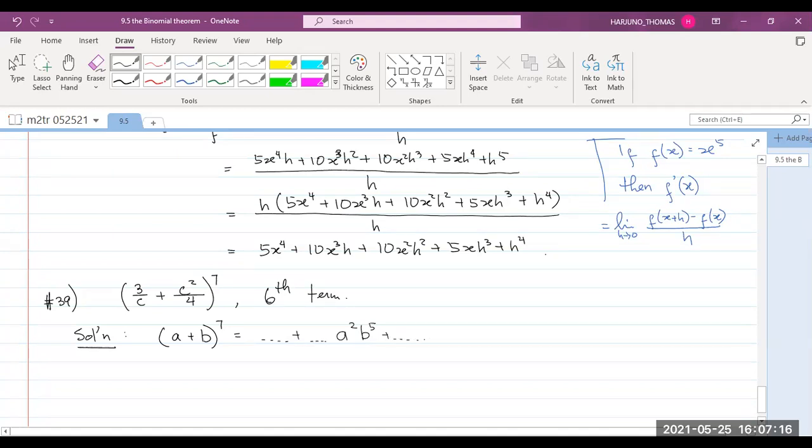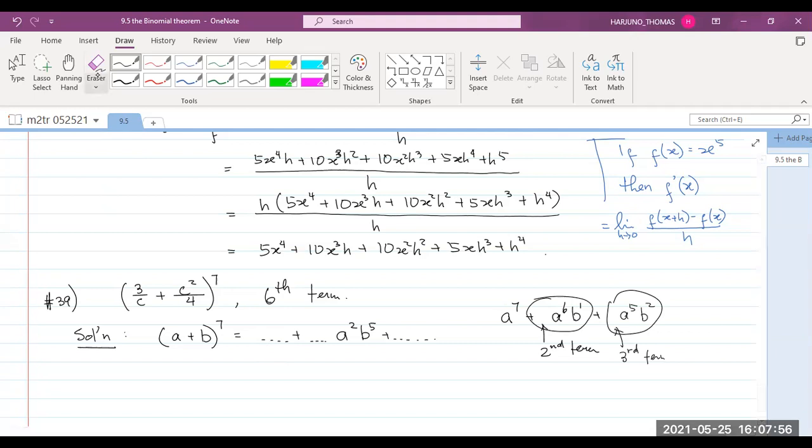Think about this. The first term will be a to the 7th. The second term will be a to the 6th b. The exponent of b is 1, but this is the second term. The third term has exponent b squared, right? That's the third term. This is the second term. So the 6th term must have b to the 5th. Agree?